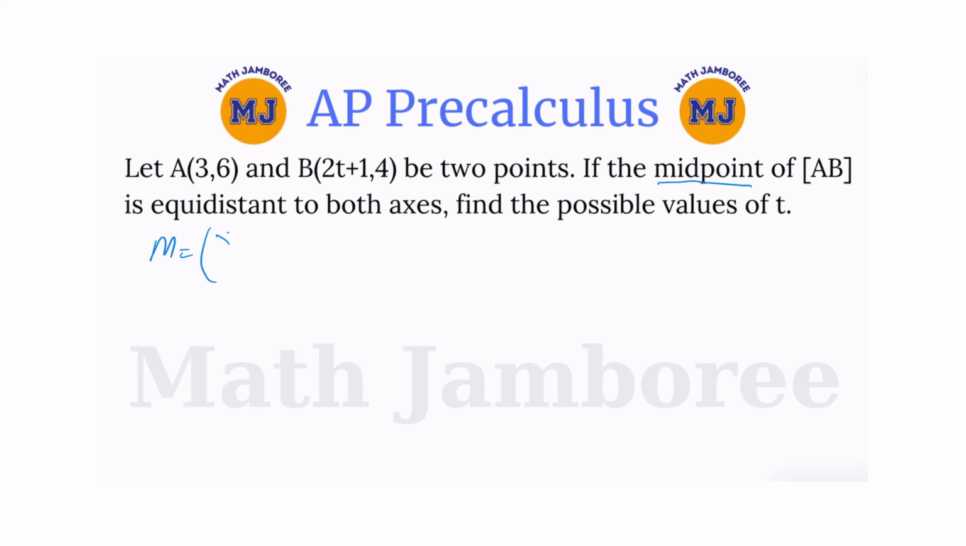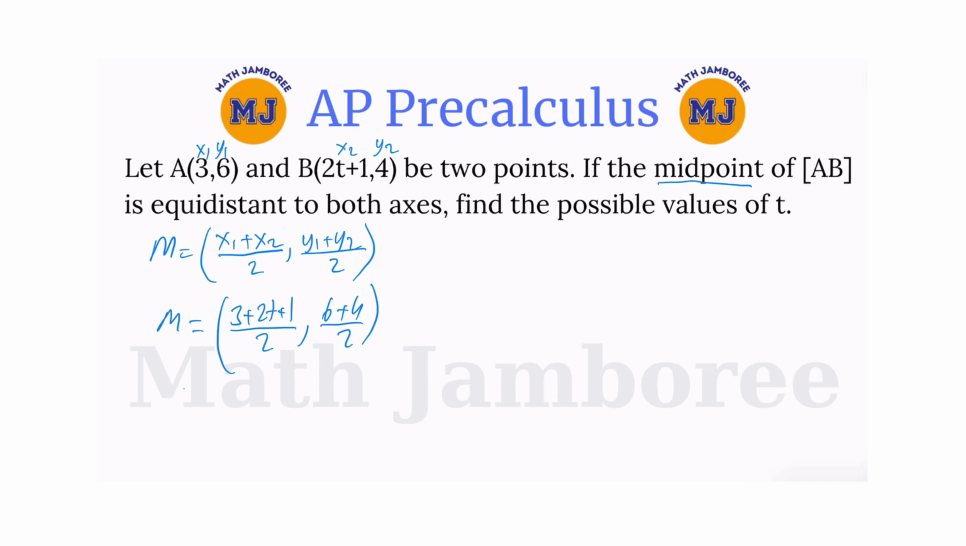The midpoint formula is (x1 + x2) divided by 2, and (y1 + y2) divided by 2. And this is x1, this is y1, x2, and y2. If you substitute these values, it's (3 + 2t + 1) over 2, (6 + 4) over 2.